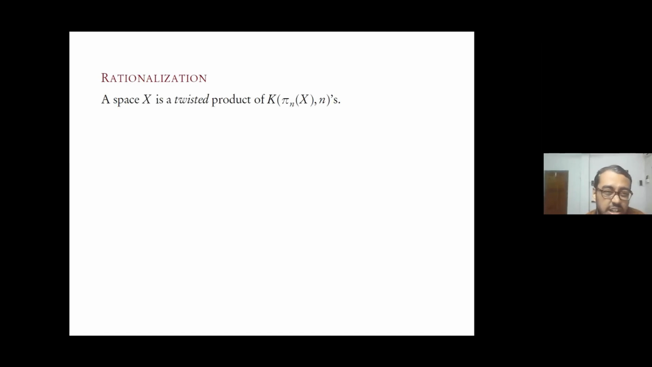So in general, what you saw here, although I didn't say it explicitly, is that a space can be thought of as a twisted product of these Eilenberg-MacLane spaces. A general space X is not a product of K(π_n X, n) for obvious reasons. In general, it's a fibration at each stage, and you're building the space up, starting with K(π_1 X, 1), followed by K(π_2 X, 2), but they're twisted in.